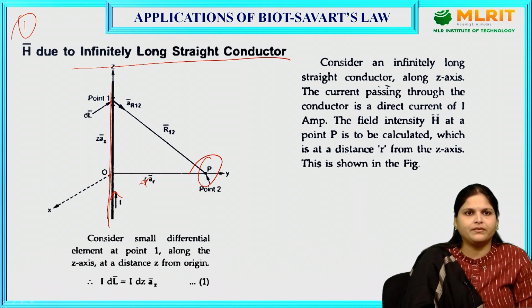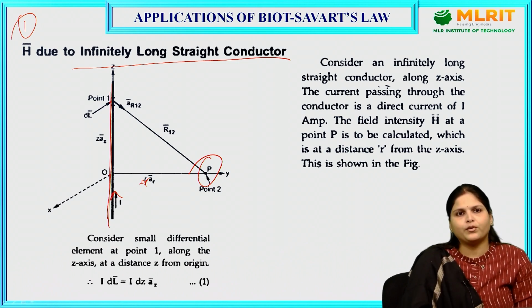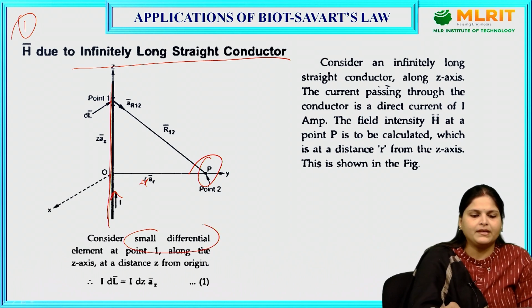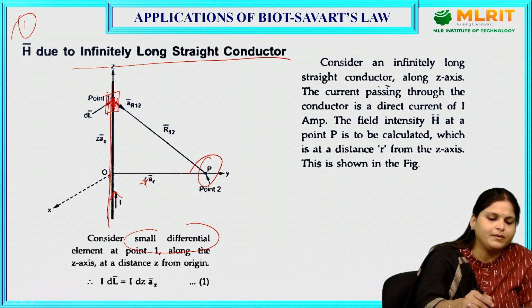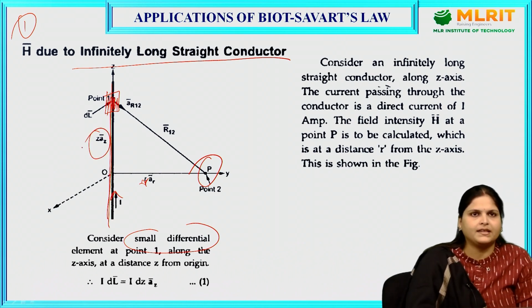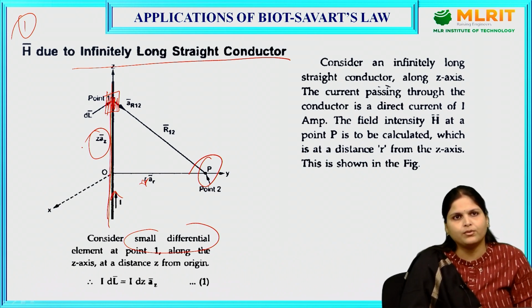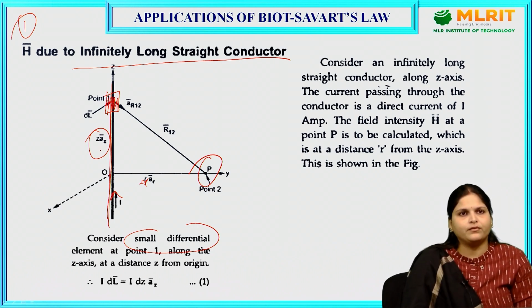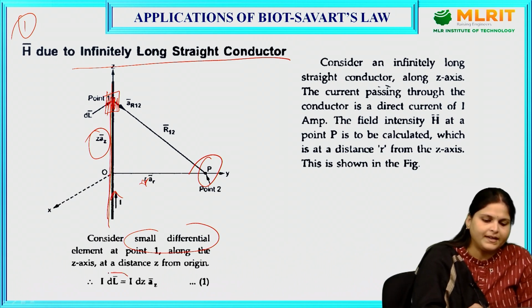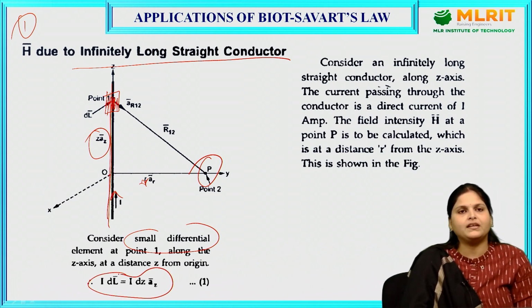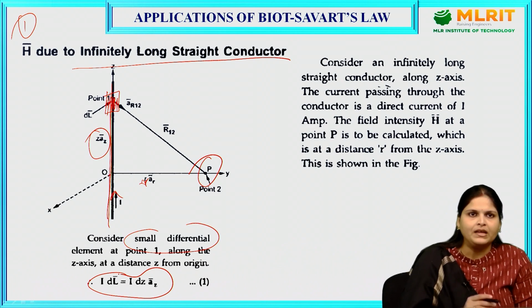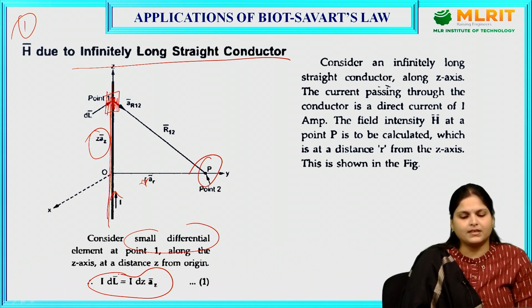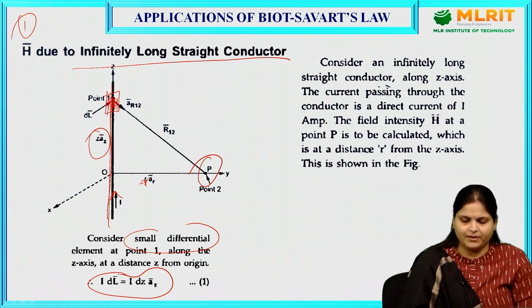Similar to the previous definition, here also we are going to consider a small differential element at this point, and the length of this differential element from the origin is given by z, and we write z az, because these are all directional quantities. So, az is the unit vector for z. This I dl becomes I dz az, because it is in the z direction. Similarly, if we consider this conductor in the x direction, it becomes I dx ax, and if we consider it in the y direction, it becomes I dy ay. Now, we will see further.